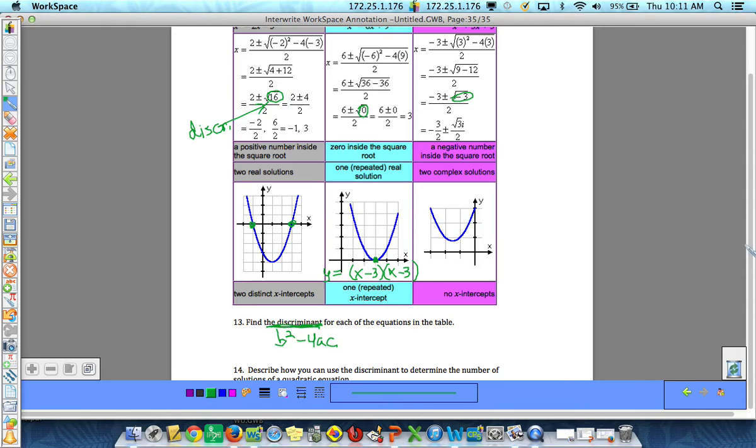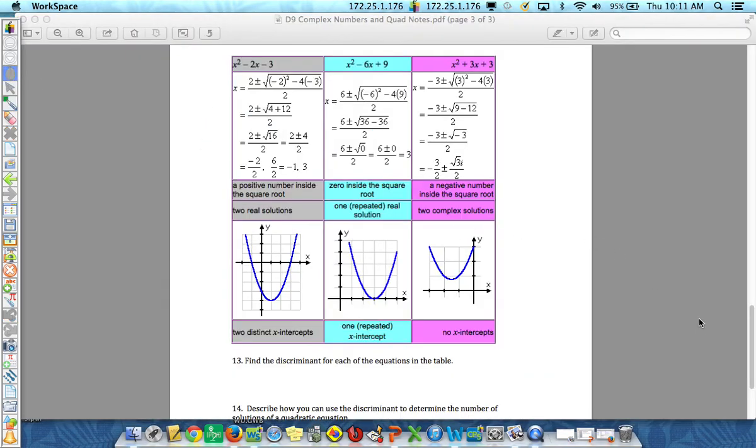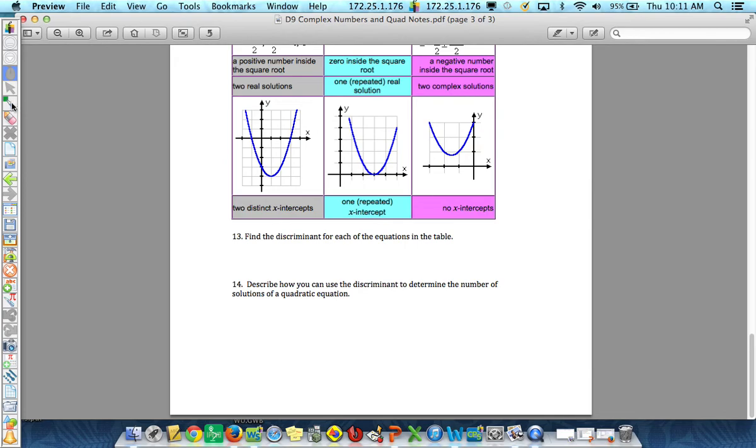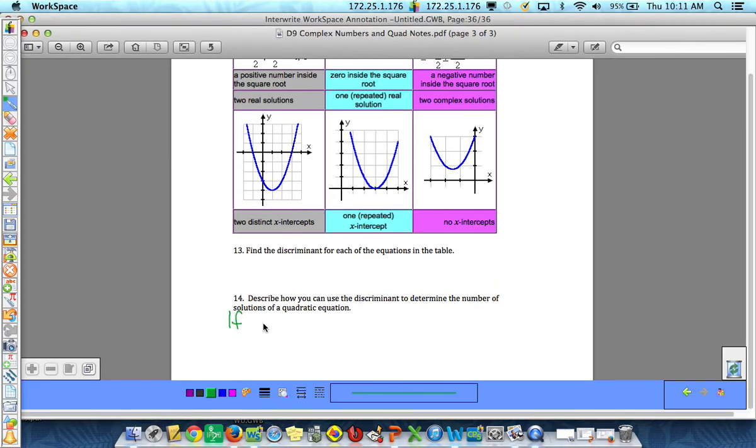So how can we use the discriminant to determine the number of solutions? If the discriminant's a positive number, we would say that it has two real solutions. If it equals 0, then there's just one real solution, one repeated solution. If your discriminant is a negative number, you have no real solutions, no x-intercepts, so you'll have two complex or imaginary solutions.